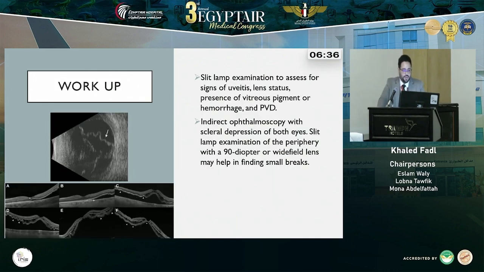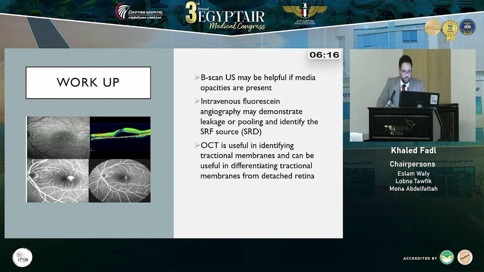In the workup, we have slit lamp examination to assess for signs of uveitis, lens status, presence of vitreous pigment or hemorrhage, and posterior vitreous detachment. We use indirect ophthalmoscopy with scleral depression for both eyes. Slit lamp examination with a 90D lens or wide-field lens may help in finding small breaks. We use B-scan ultrasound if media opacity is present. Intravenous fluorescein angiography may demonstrate leakage or pooling and identify the source of subretinal fluid in serous RD. OCT is useful to identify tractional membranes and to differentiate them from detached retina.